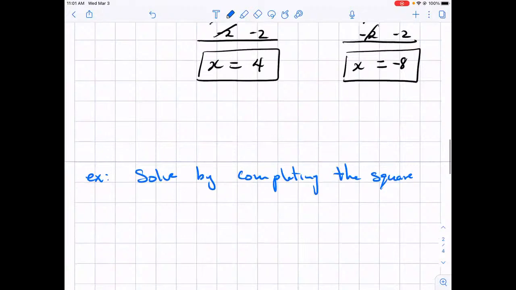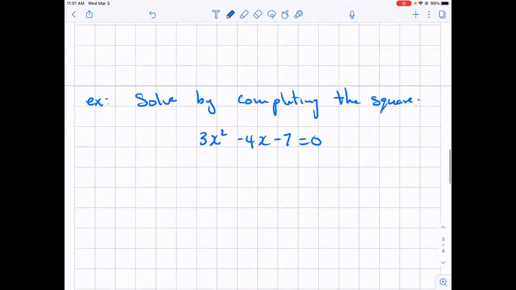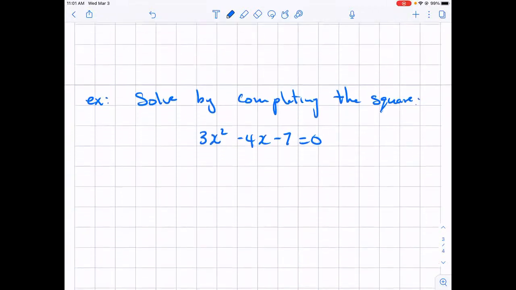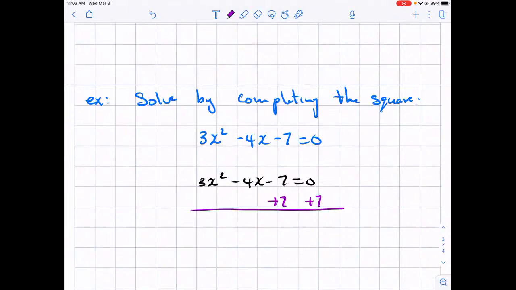So by completing the square, we have 3x squared minus 4x minus 7 equals 0. As we said, we'll move c to the other side. So we take our equation, 3x squared minus 4x minus 7 equals 0. I'm going to add 7 on both sides. And if I do this, we have 3x squared minus 4x is equal to 7.